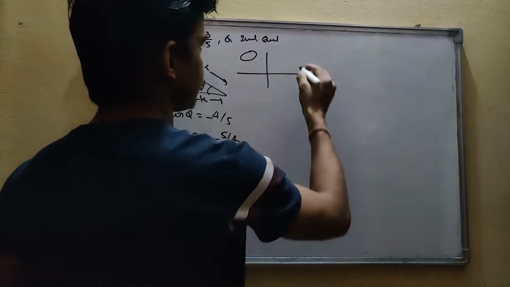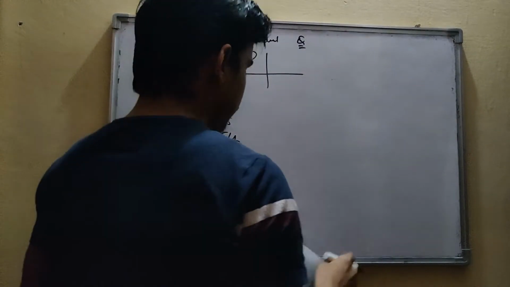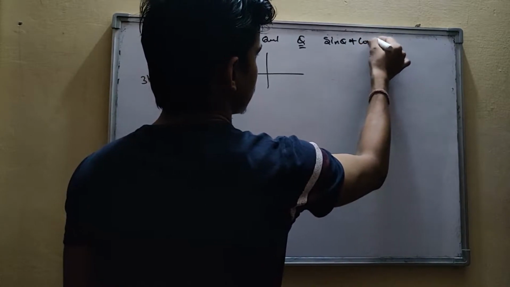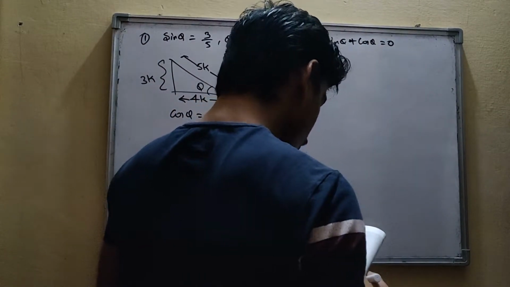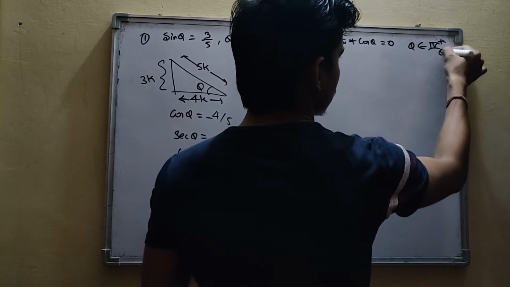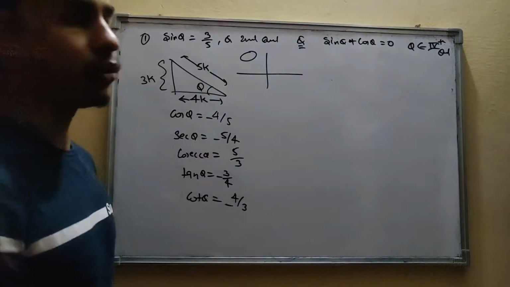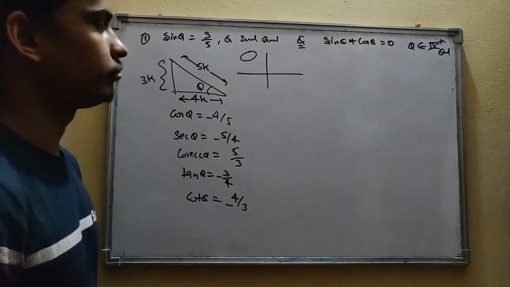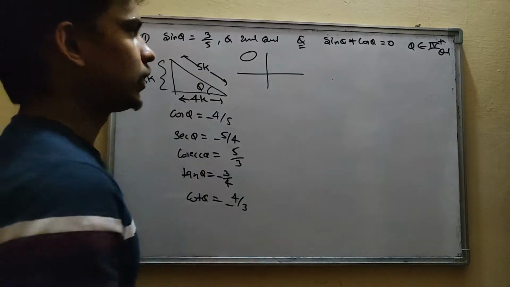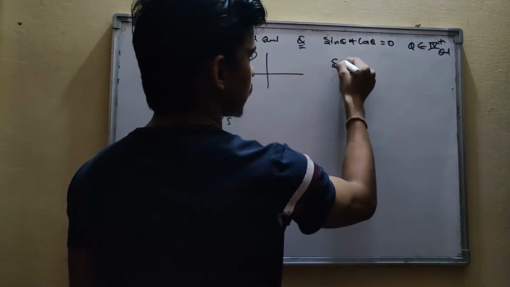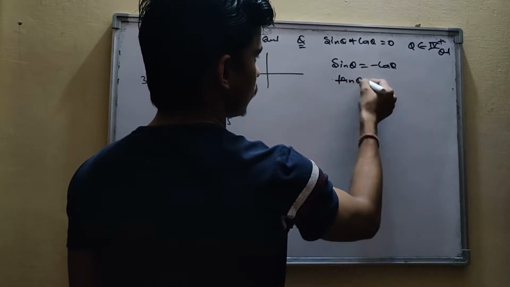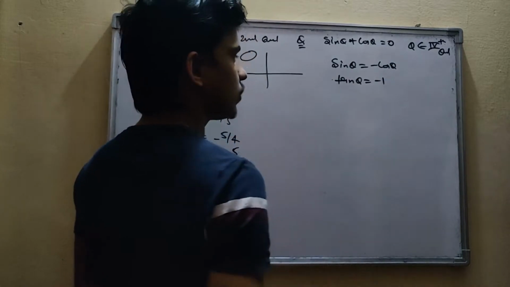Now the next question is: sin theta plus cos theta is 0 and theta lies in the fourth quadrant. Theta belongs to the fourth quadrant, right? So we need to find the value of theta, or sin theta or cos theta, whatever. Just take sin theta as minus cos theta and take it over here, so tan theta is going to be minus 1. So what are the possible values of theta?